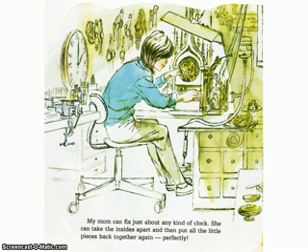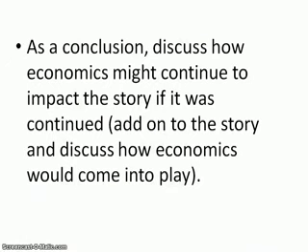So, once you've written those 3 paragraphs, your last step is to deal with number 4 on the list. And just like it says on your half sheet, number 4 is to, as a conclusion, talk about how economics might continue to impact the story, if it was continued, the story itself. And the way you do this is to add 2 new ideas. You should write that on your half sheet, please. Add 2 new ideas to the story that we've learned about this quarter.